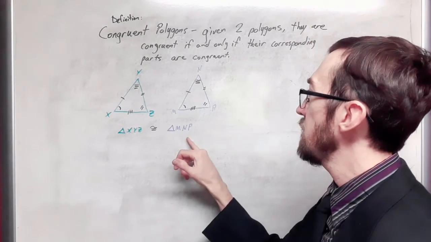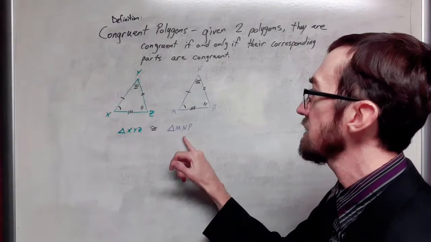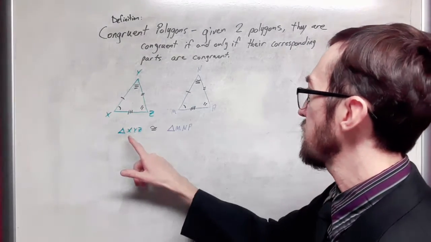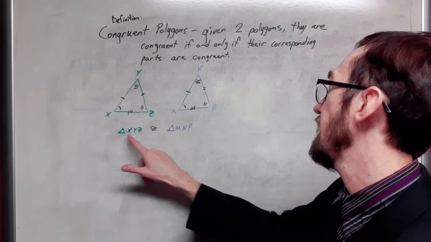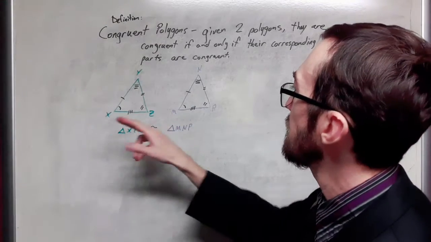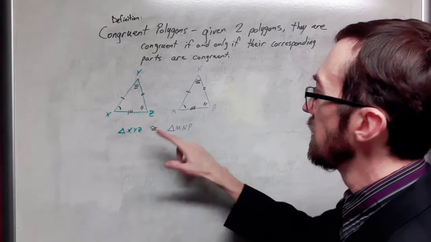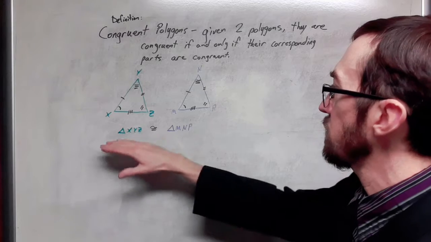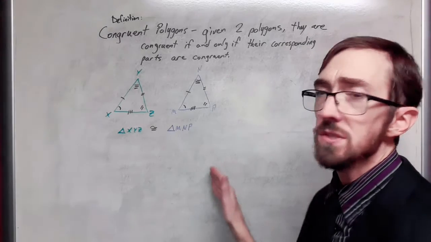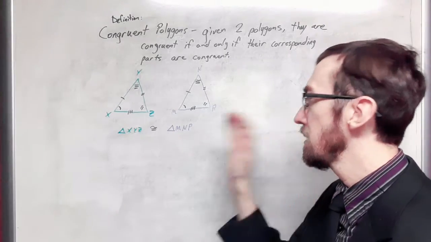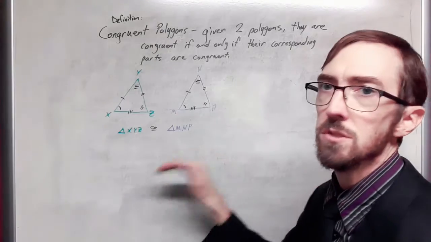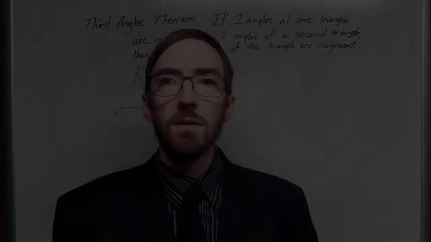If I had not put the angles of the second polygon in the same order as the angles of the first polygon, it would look like a different angle, say X and possibly N, were corresponding congruent parts, and that's not what we've identified here. So we want to go in the same order so that when we write them down, the corresponding vertices are in the same order with the other triangle. So this is a notationally important thing to have established.